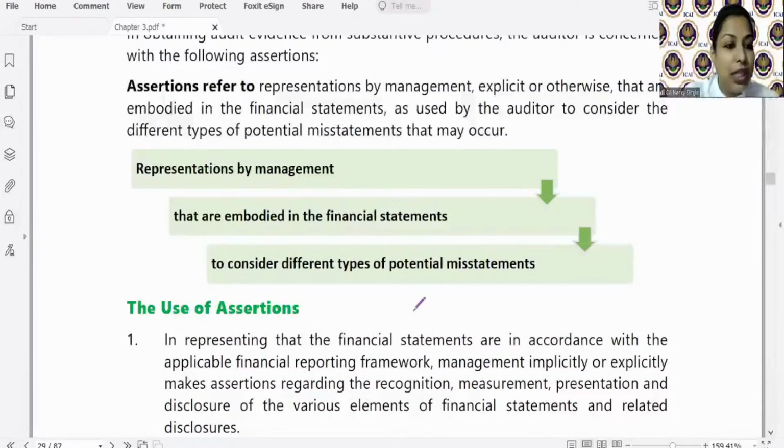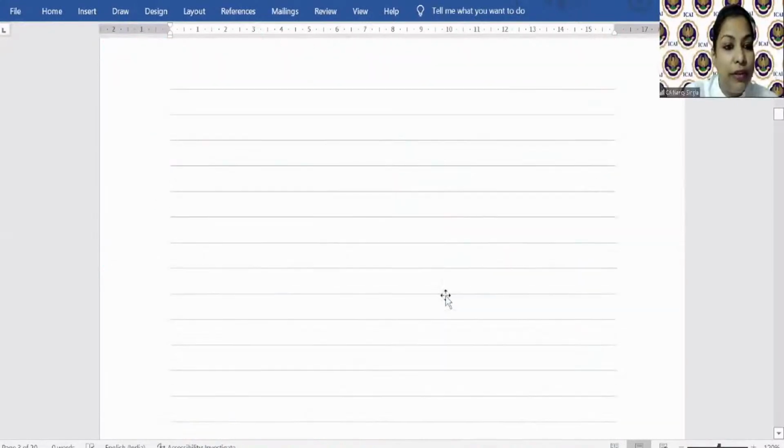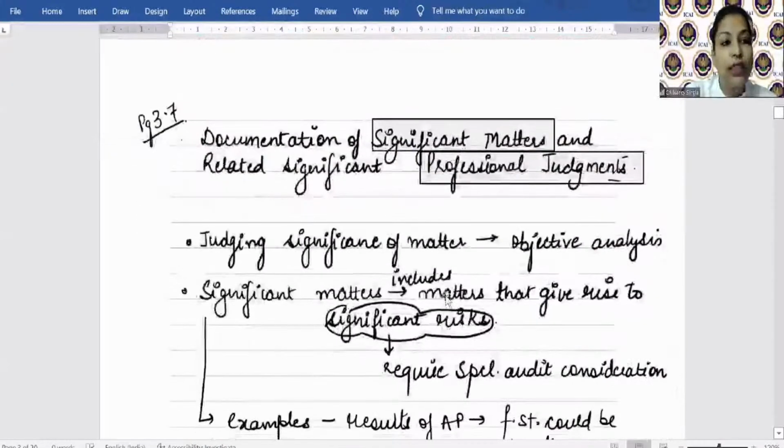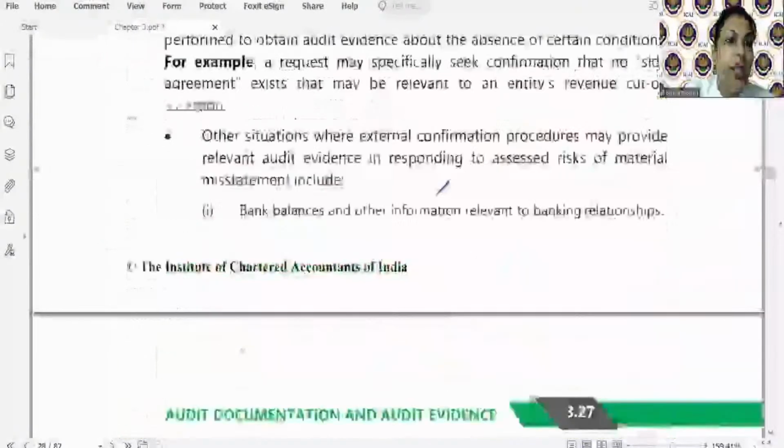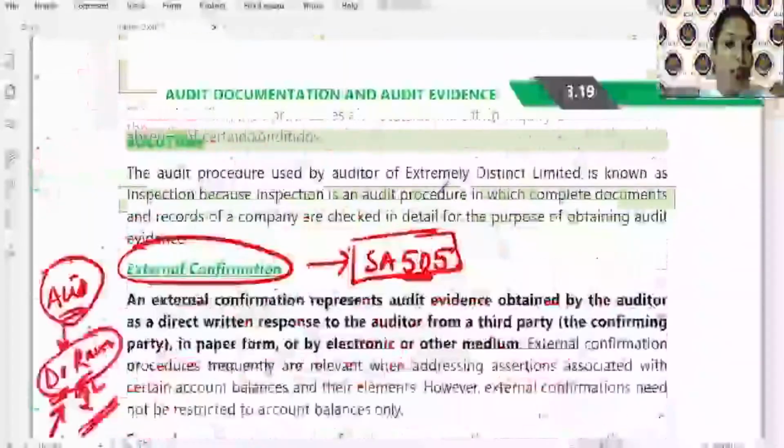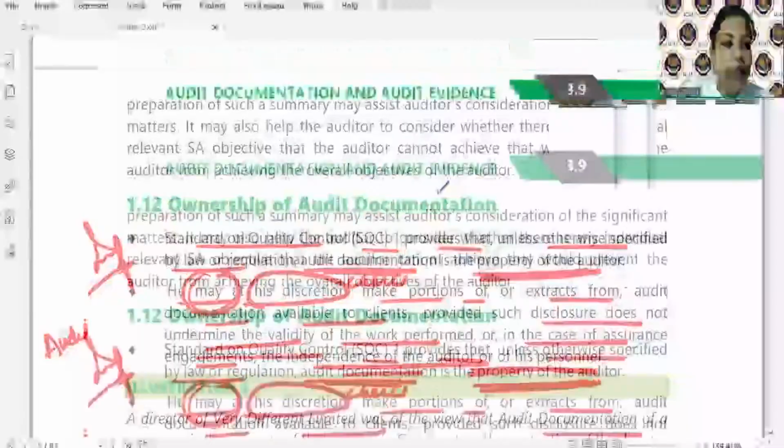Now in the last session, there was a doubt of a number of students with respect to the homework that I have given you. Documentation of significant matter and related significant professional judgment. So quickly I'll devote 5 minutes to this topic and then we will start a very interesting and a very common query of all of yours, that is, what is assertion. ठीक है. तो अभी के लिए पहले let me just clear your doubt relating to audit documentation of significant matters and professional judgment.